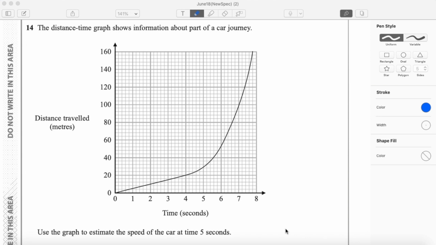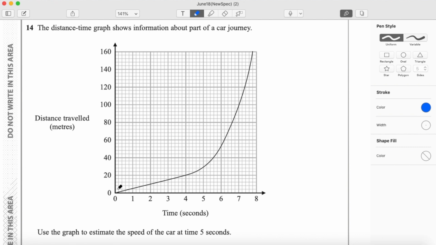2018 paper 2, calculator paper for Edexcel GCSE Maths. Question 14: the distance time graph shows information about part of a car journey. Distance travelled in metres, and the scale along here is 0.